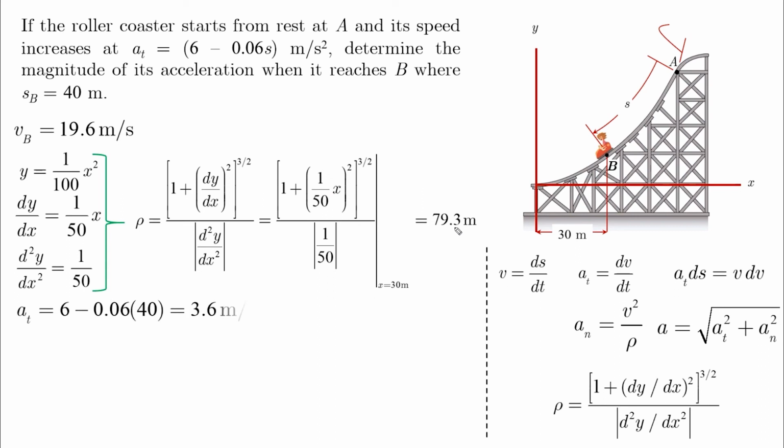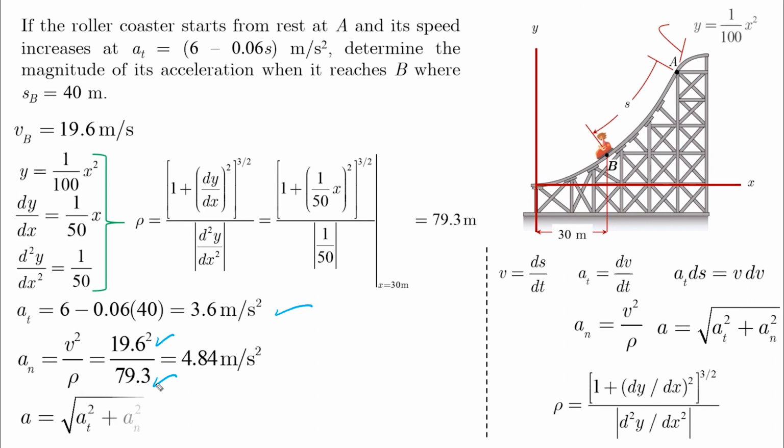So at is directly found from the relationship at s equals 40, and an now is equal to v squared over rho. We found v and rho, and the total acceleration, which is the magnitude, is found to be 6.03 meters per second squared.